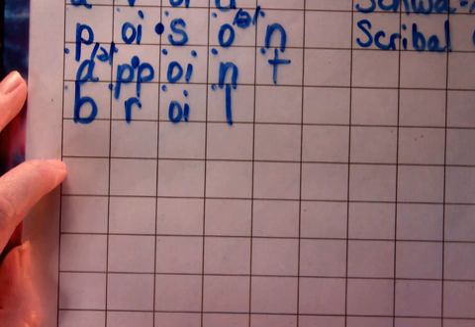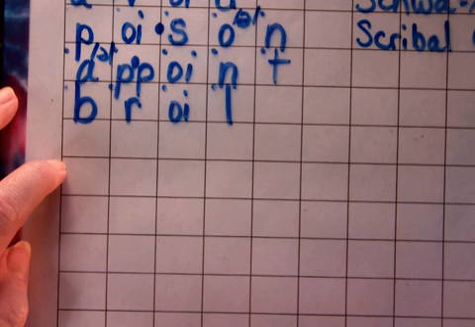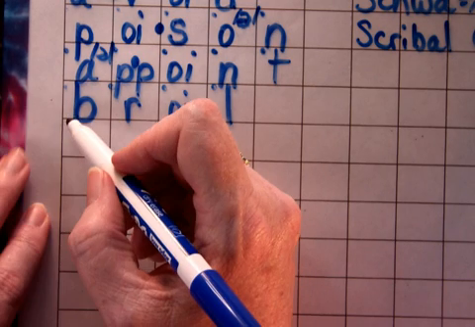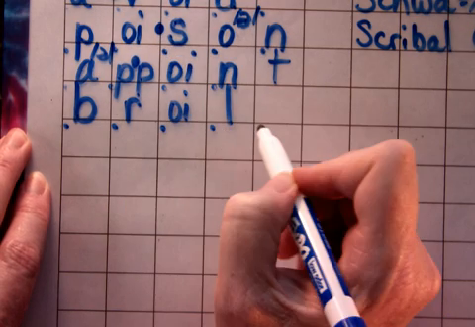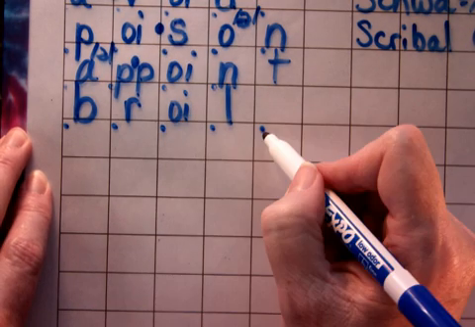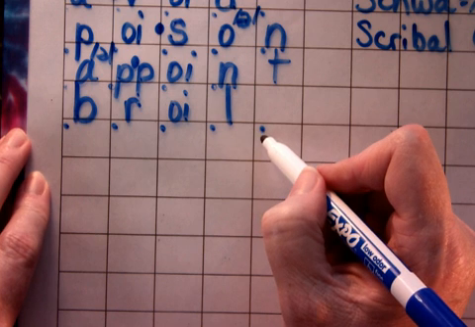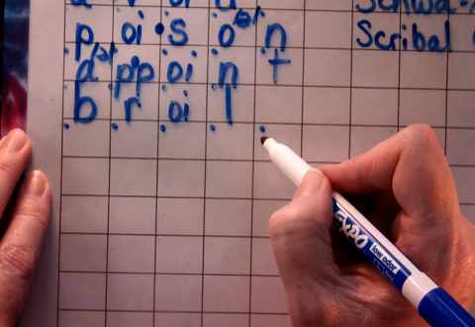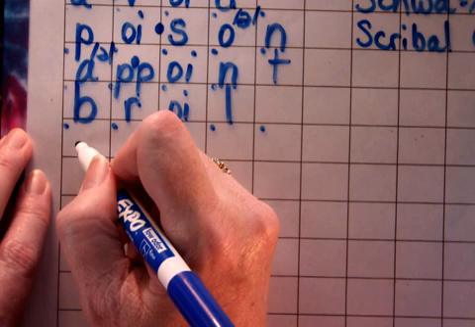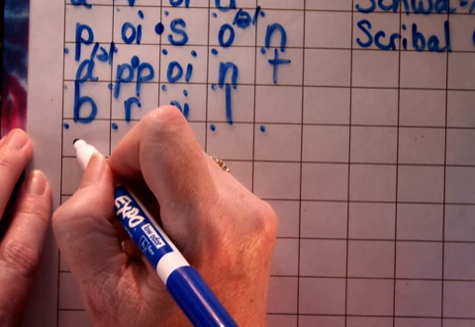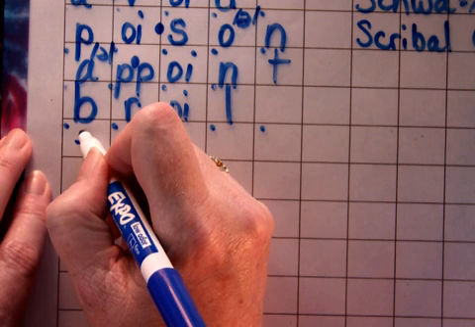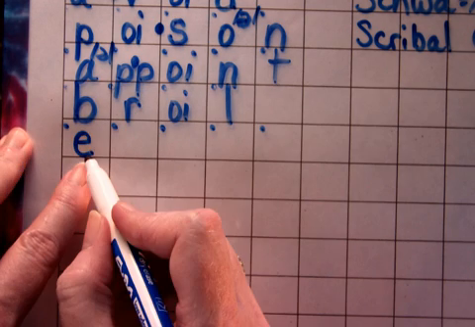The next word is employ. Employ. Oi. Hey, I hear the oi sound at the end of the word. That means we're going to change the spelling. The first sound is eh. It's like I'm smiling, so it's eh, it's the E. Push out, up, down, and around. The E has to sit on the writing line.